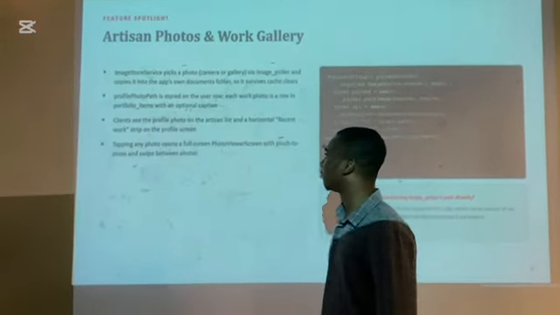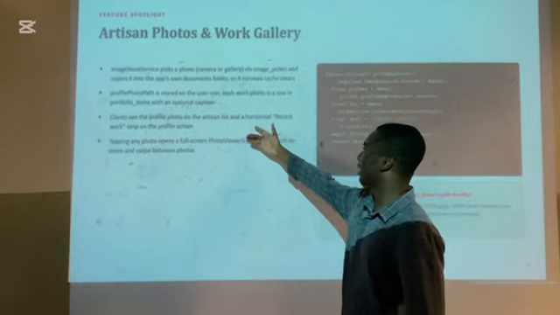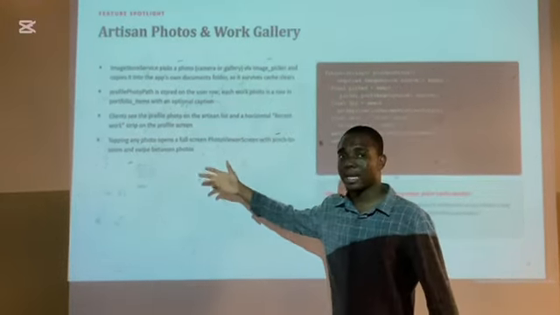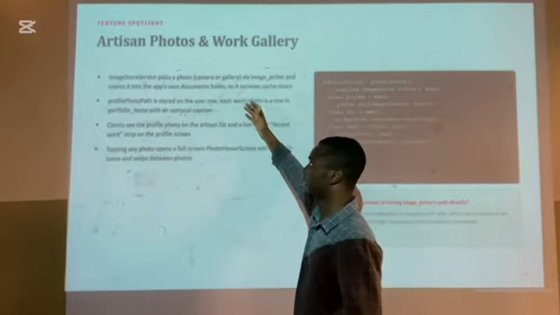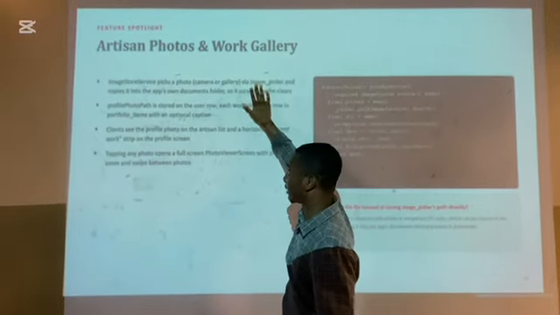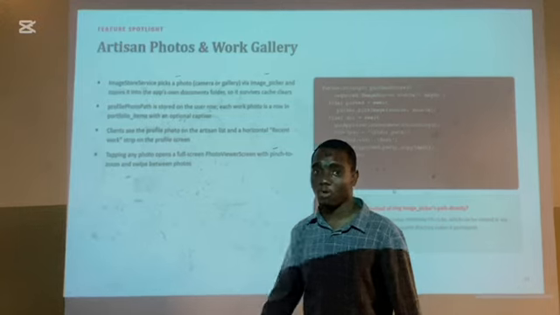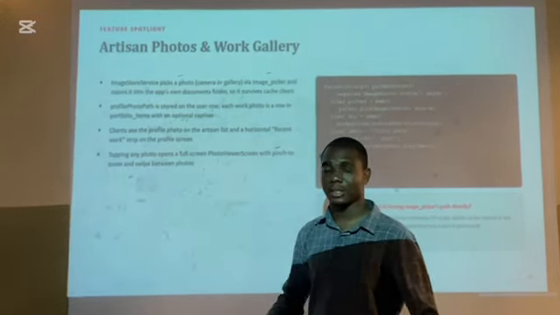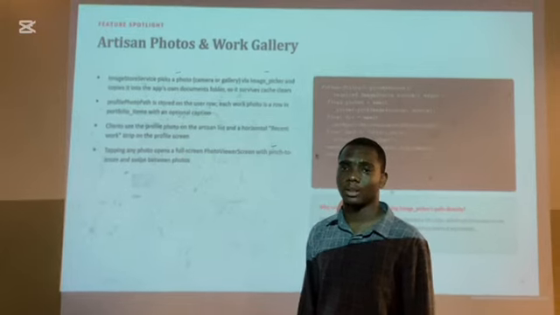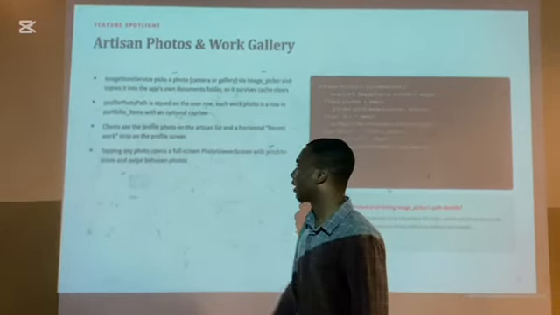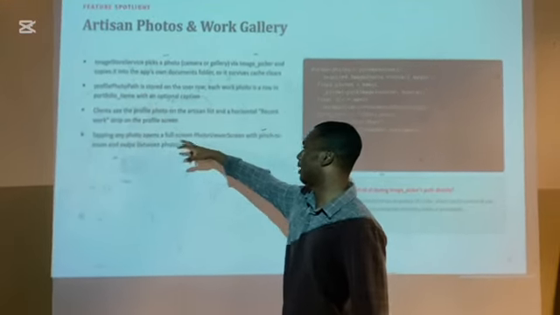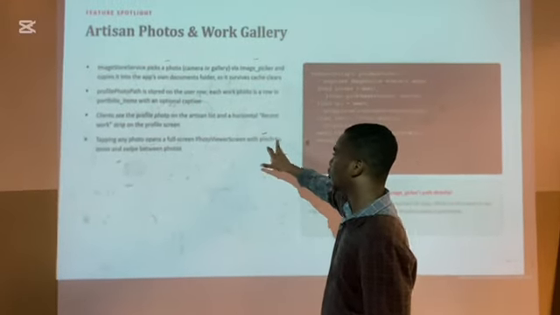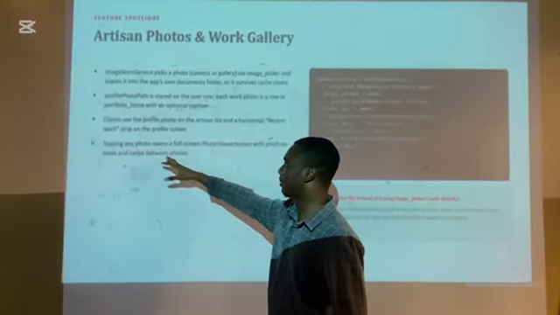Clients see the profile photo on the artisan list and the horizontal recent work strip on the profile screen. As I stated earlier about the image picker, this essentially helps us pick an image from our gallery, so that the artisans can upload pictures of their work. Tapping any photo opens a full screen photo viewer with pinch to zoom and swipe between photos.